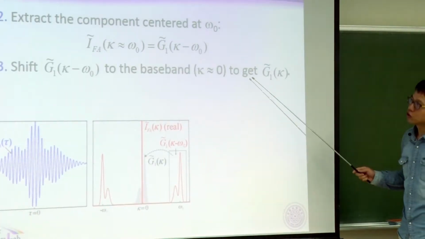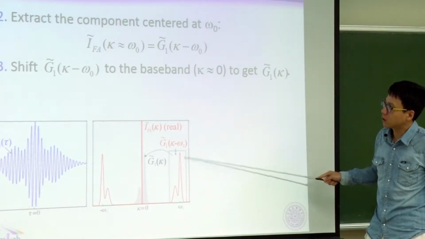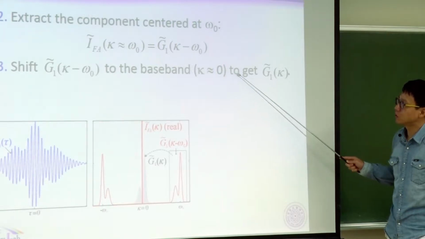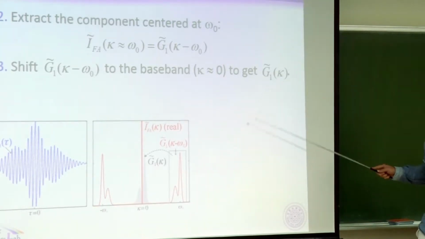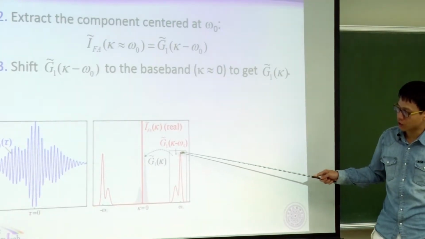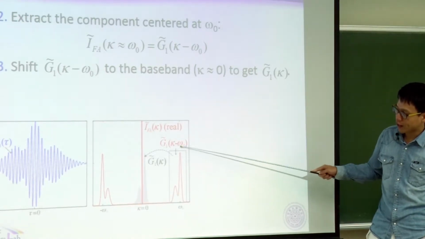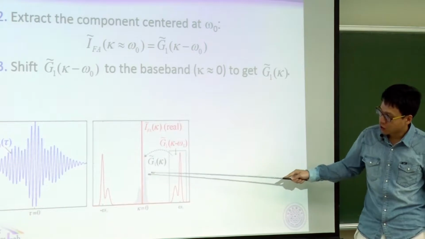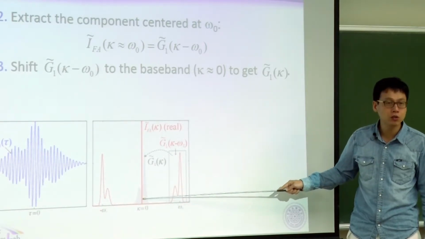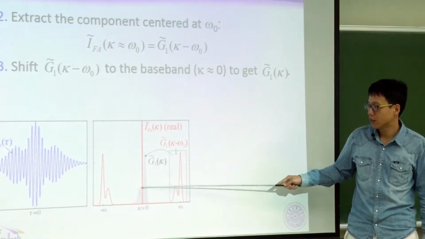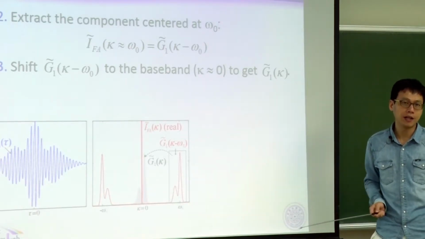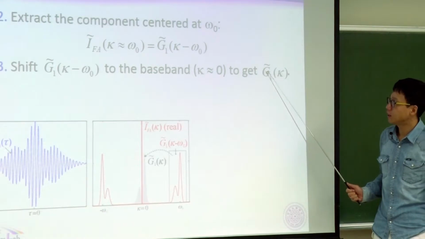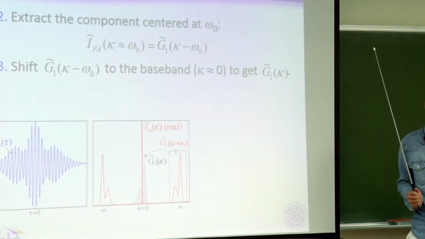Step 3, shift this part to the baseband, meaning kappa around the 0 to get G1 of kappa. Okay, so just like this illustration. After extracting the second term, I shift the entire term to be around kappa equals 0. So I use a shaded area to highlight what happens after the shift. Okay, and mathematically it's G1 tilde of kappa.